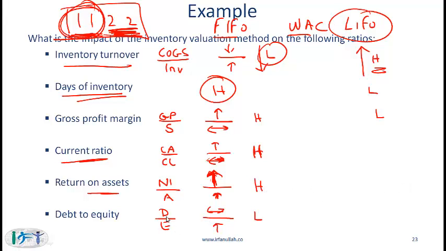Debt to equity. Debt is not impacted by the accounting method. Equity is higher with FIFO because we have higher inventory values, and therefore this overall ratio is lower for FIFO.